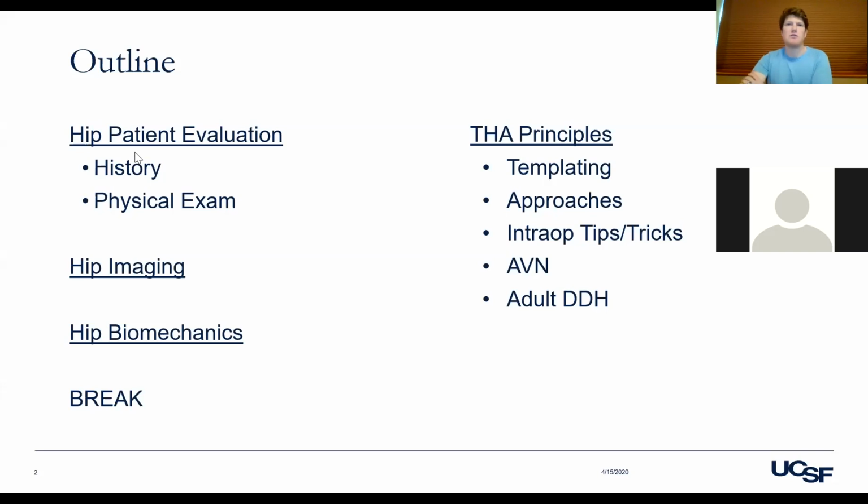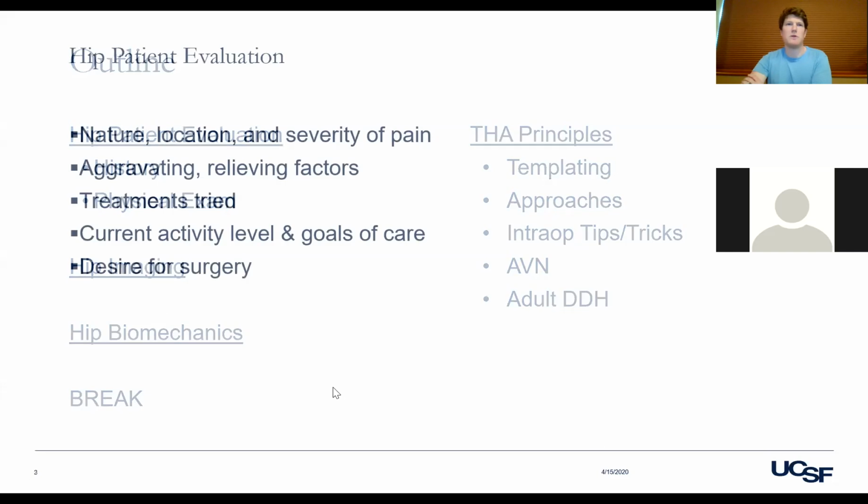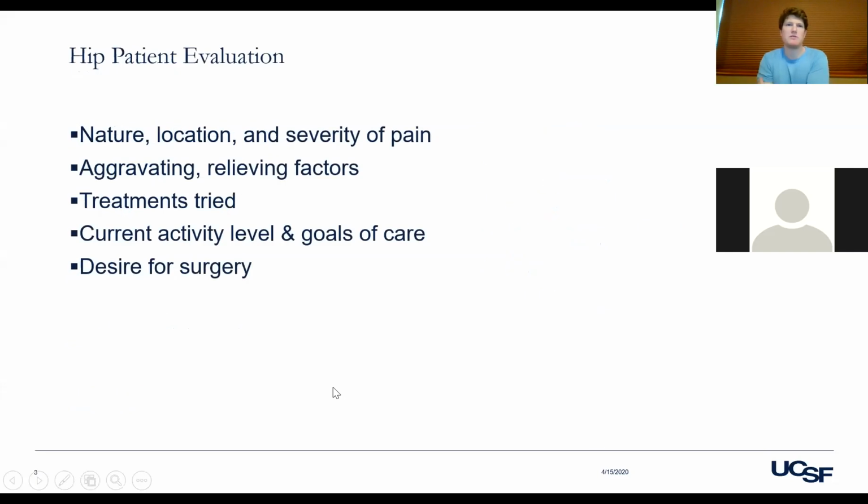First off, history and physical for a total hip. Pretty straightforward. These are the same things as any orthopedic problem. For hip patient evaluation, you want to know where it is, what's the severity of pain, what have they tried, activity level and goals, and desire for surgery. The last 2 are the most important points in an arthroplasty clinic: figuring out what their actual functional level is, what their goal for a functional level is, and do they actually want surgery or not? Getting to that pretty early can help guide your discussion a little bit.